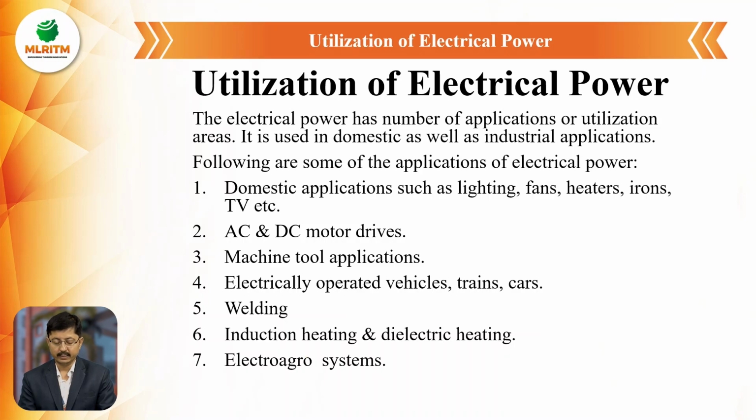Now next we will see utilization of electric power. We can see some of the applications of electric power. It can be used in domestic applications such as lighting, fans, heaters, irons, TVs, etc. We can use AC and DC motor drives, machine tool applications, electrically operated vehicles, that is EVs, trains, cars, welding, induction heating and dielectric heating, and electro-agro systems. So these are the applications, or we can say the utilizations, of electrical power.